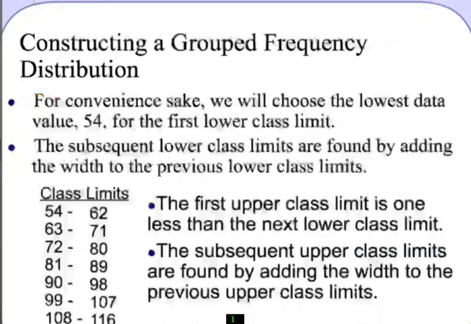What I've done on this slide is I've gotten the class limits. I started out at the lowest number, and then I added 9 down till I got 7 classes. So I've got 54, 63, 72. Then once I had the 63, I subtracted 1 and got my 62, and then added 9 down until I got all 7 classes.